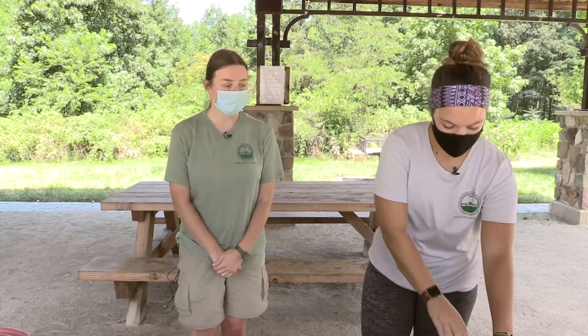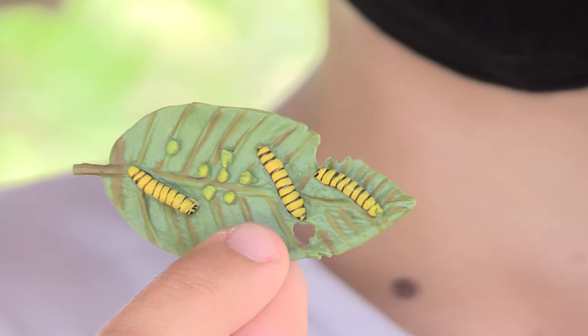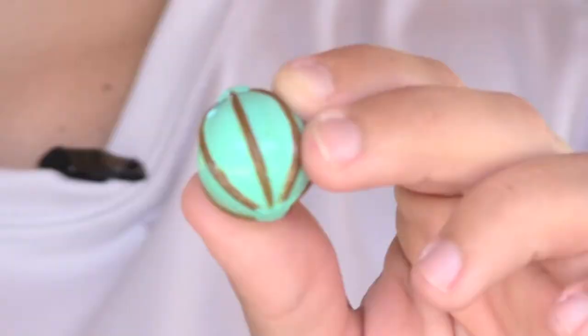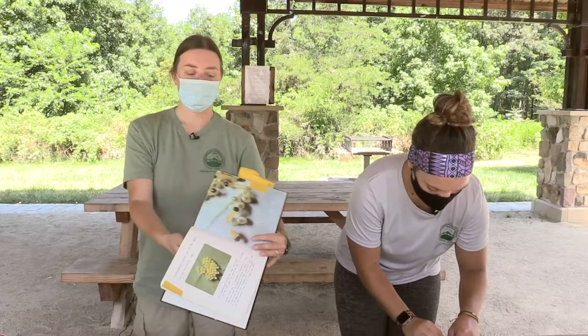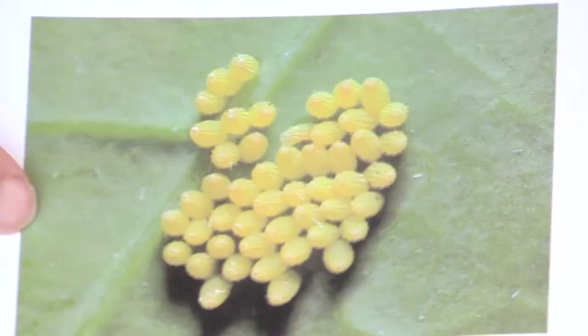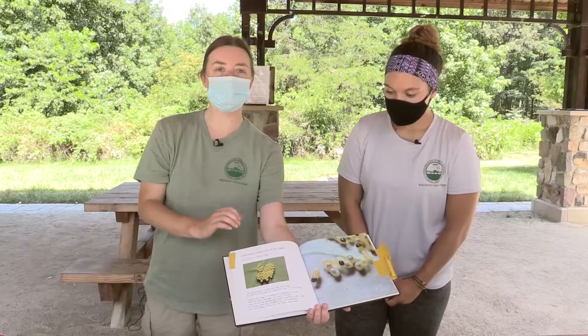Starting with the egg. And the egg is going to be really tiny, usually on the back of a leaf. But you can see this is showing monarch eggs on a milkweed leaf. And the painted lady egg is a very tiny turquoise egg, which this is a big model to show you bigger. These are examples of eggs from a cabbage white butterfly. You can see they're all clumped together, little yellow dots on a leaf. So these are all examples of what butterfly eggs look like.